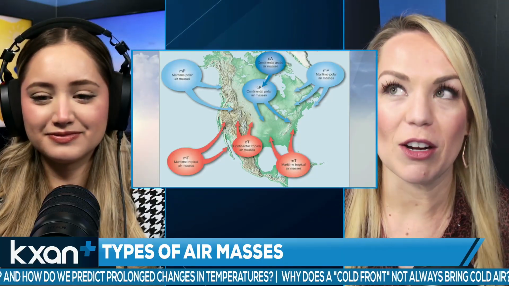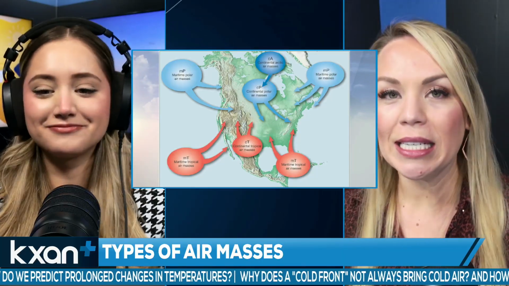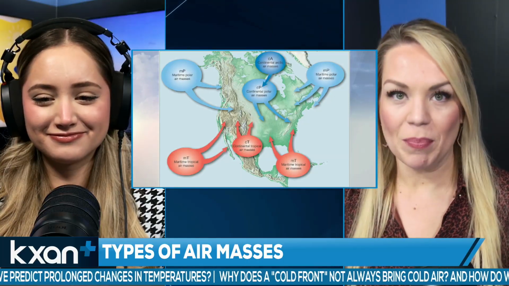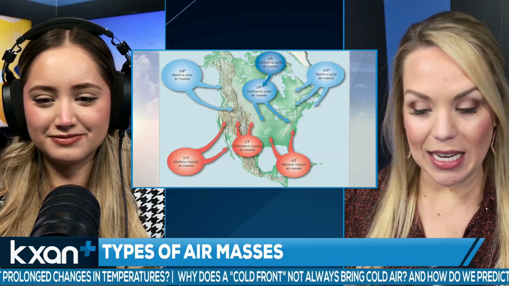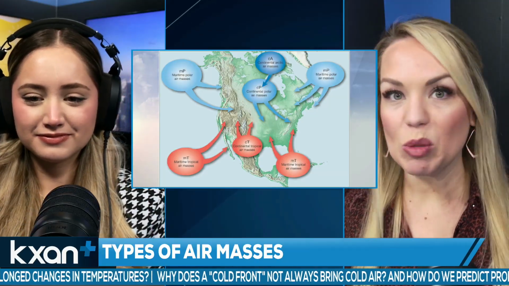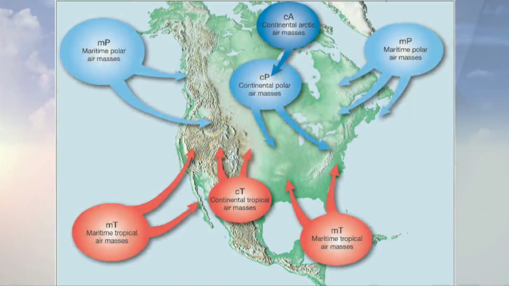When we talk about air masses, you basically think of it, speaking to the kids, as a blob of air. That blob of air is going to come from somewhere, and it originates in different spots on our planet. When it comes to North America, the United States, we're looking at a few different types of air masses, a few different types of those blobs of air.